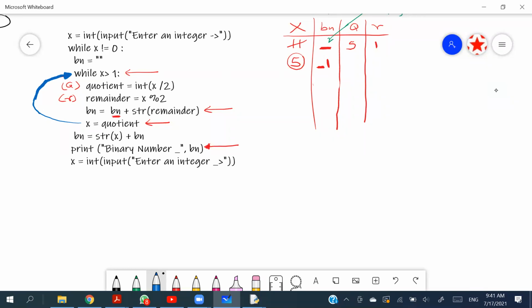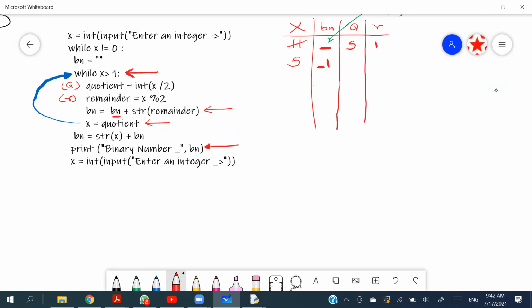So let's go forward from there. Right? Now quotient was given to x. That means q is assigned to x. Now x is 5. Right? Now we go and check the condition again whether x is larger than 1. So x is larger than 1.